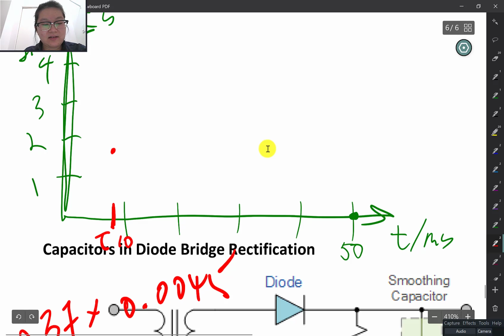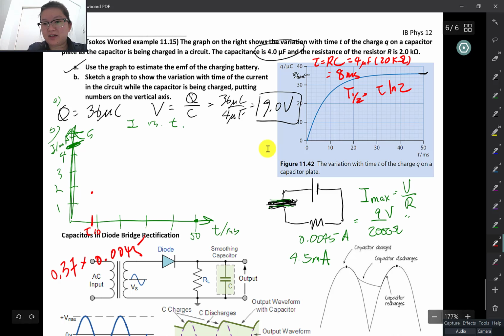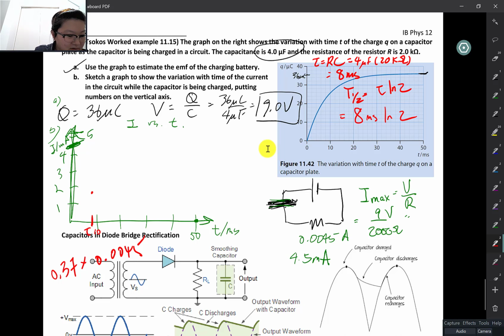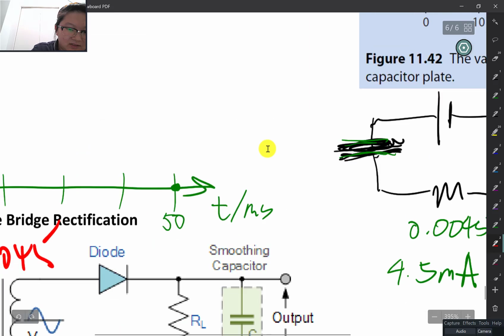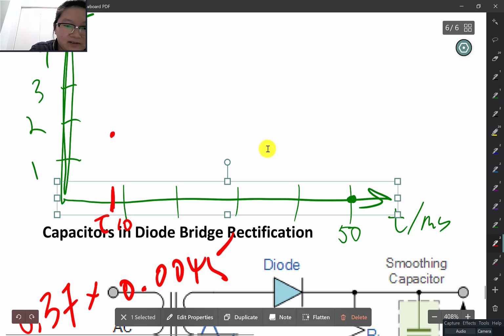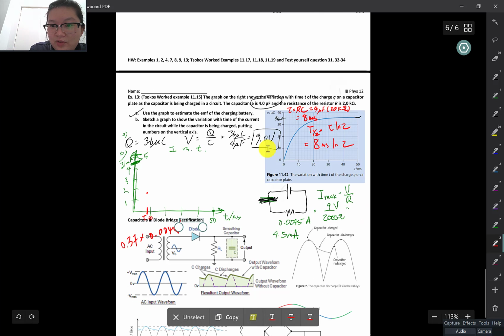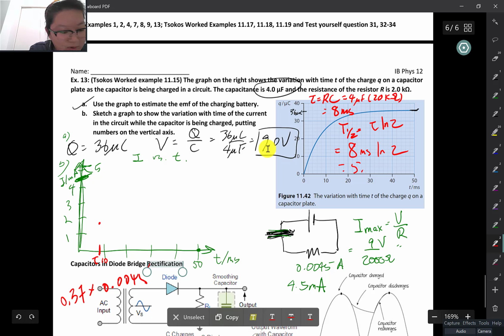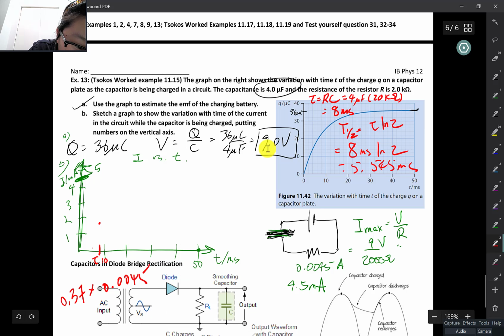Now that we have the time constant, we can use that to calculate the half-life, which is the time constant, 8 milliseconds, times ln of 2. Let's do that. This is going to give us 5.54 milliseconds. I know this is not making much of a difference. Let me just write this down so you know what it is: 5.545 milliseconds. 5.54 milliseconds is about right about there.